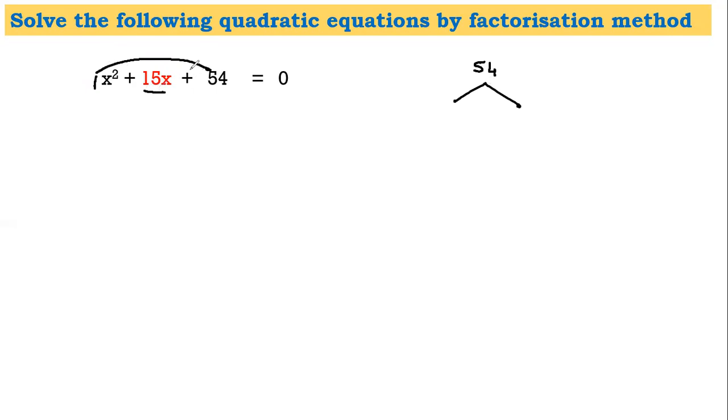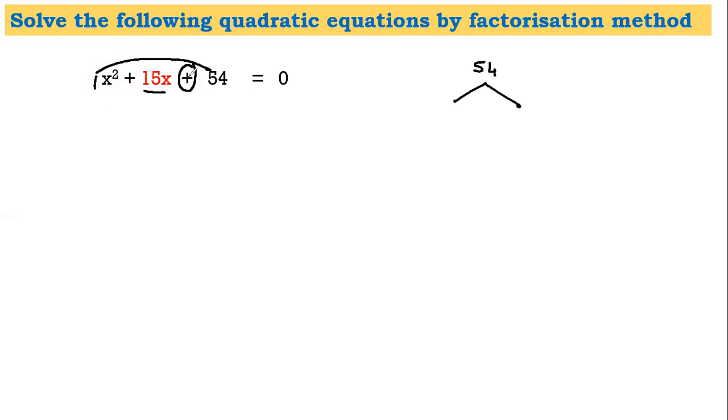After that, always look at the last number sign. I am talking about the third step, which is operation. I will look at the last number sign, which is plus. Now remember this. If the last number sign is plus, we need to add the two factors and get the middle term.